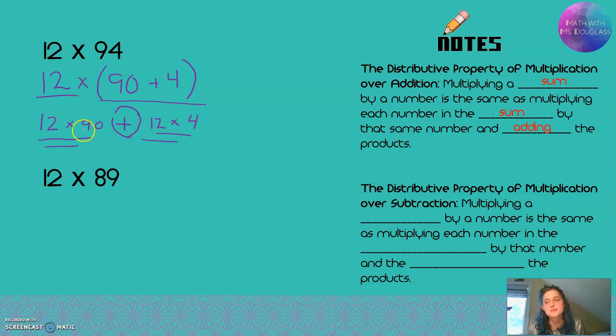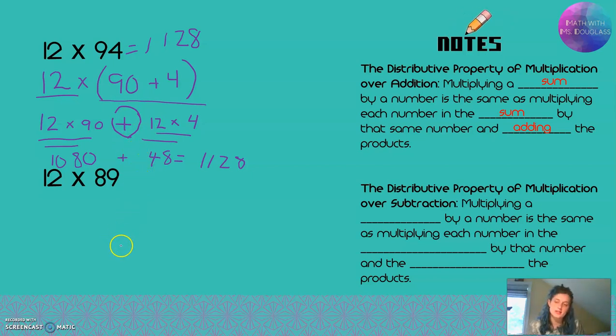So if I did this, I know that 12 times 9 is, think about it, 108. But that's 12 times 9. 12 times 90 is 1080. 12 times 4 is 48. I can add those two together. That gives me 1128, and that is actually the answer up here. So this method, this distributive property, helps me break down 94 into some easier numbers to multiply.